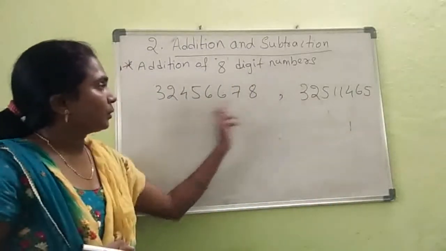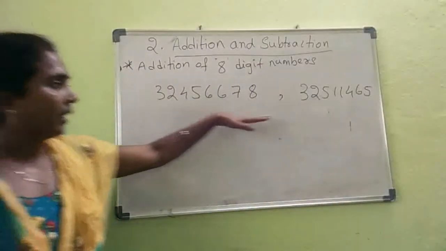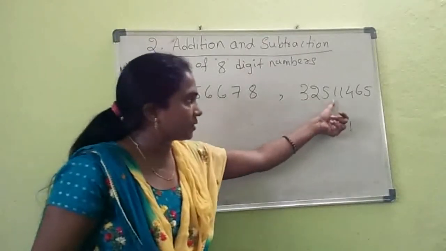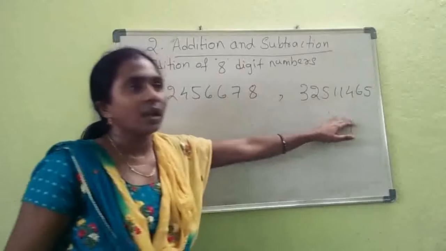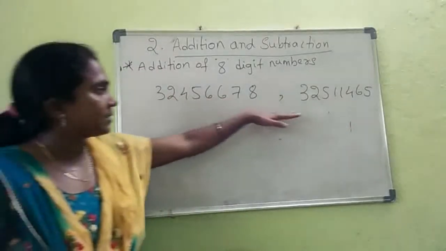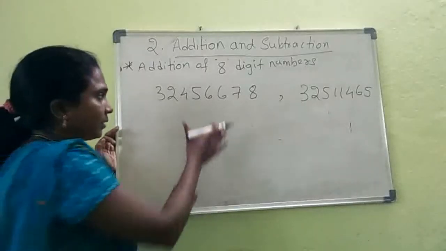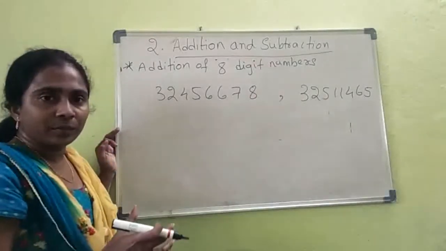Right. See the two numbers which contain 8 digits, right? In this number, how many digits does it have? 8 digits. Here also this number contains 8 digits. Now you have to do the addition of these two 8-digit numbers, right? What is the first thing? That means placing of the two numbers, right?